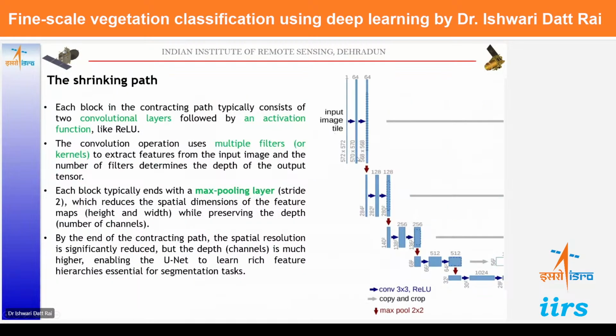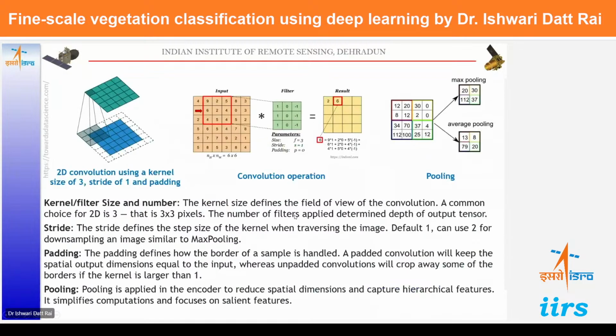In the shrinking path here, you can see that with each convolution step, the size of the image or output is reduced from the margins. At first it is 244 by 244, but it reduces to 282 and 280. It means that no padding was used in this process.